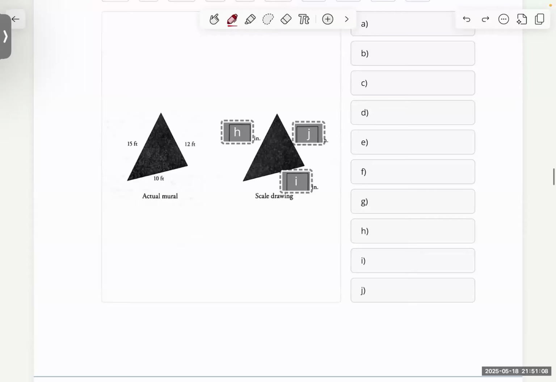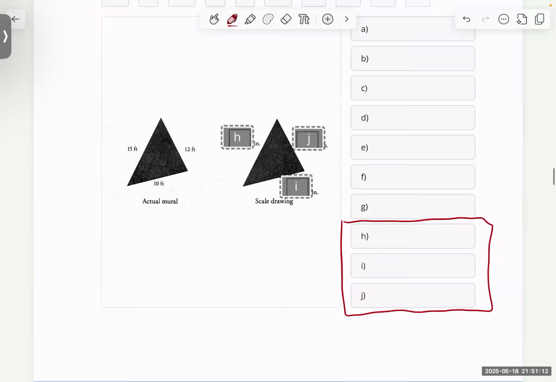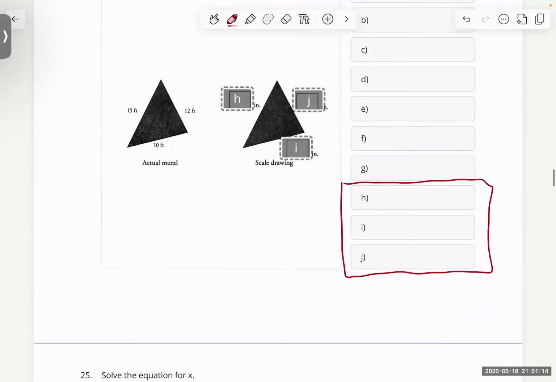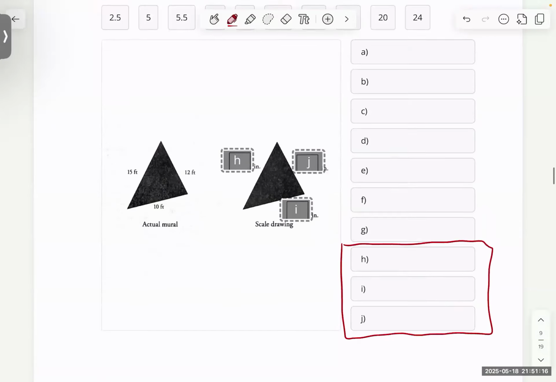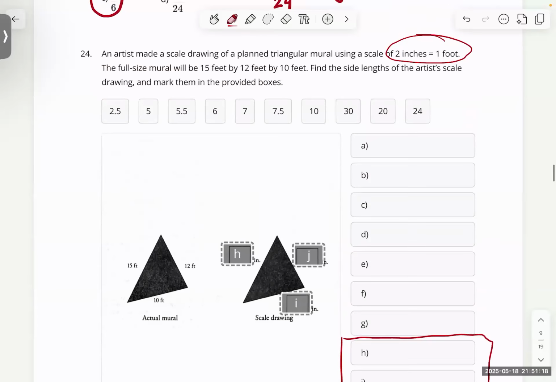And remember, it's H, I, J, so the answers go in here. I don't know why they made it like that, but oh well. So that 2 inches equals a foot is very telling here. And in class, we just learned about proportions.